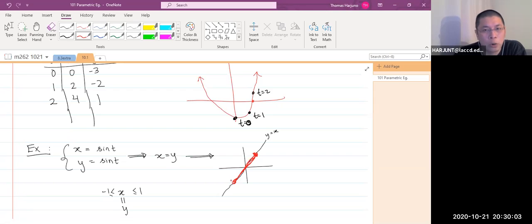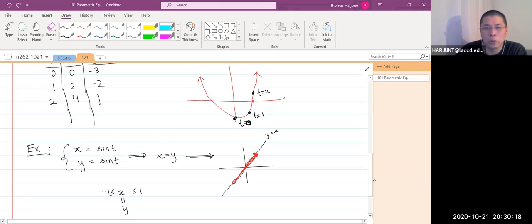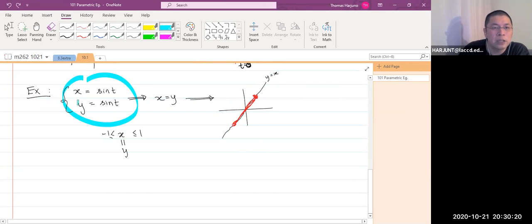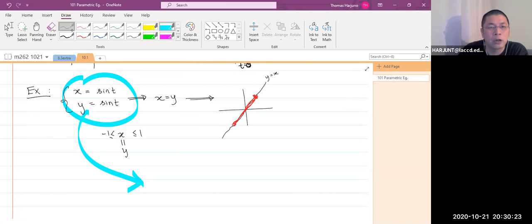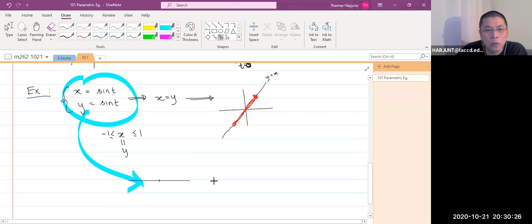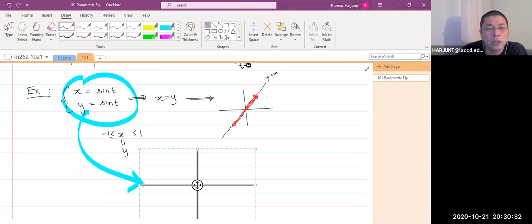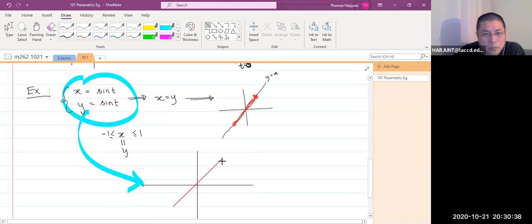It's not the whole line from negative infinity to infinity here. No, it's not. You can see that sine t only oscillates between negative 1 and 1. Oh, so Thomas, hold on. So you are saying the graph of this parametric equation is only like this? Yes, it's finite. The length is finite. But how come?